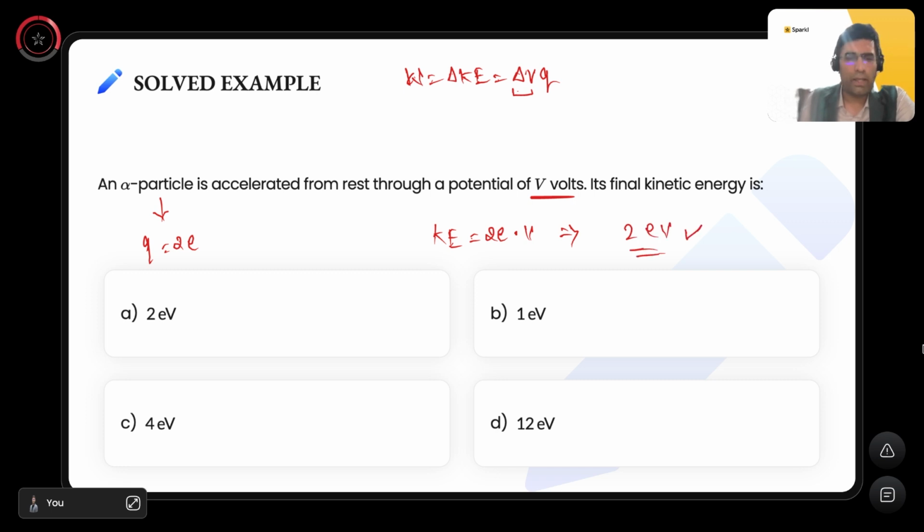So it's a very easy question. You just have to remember this formula and put the charge in terms of the electronic charge, n into e, and n into the accelerating potential will be the magnitude of kinetic energy in electron volts. All right. Next question.